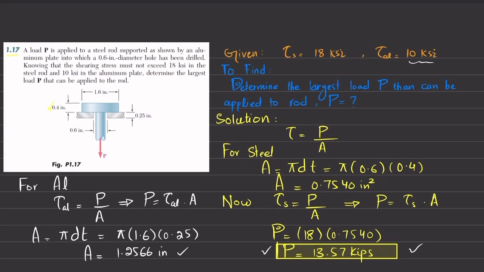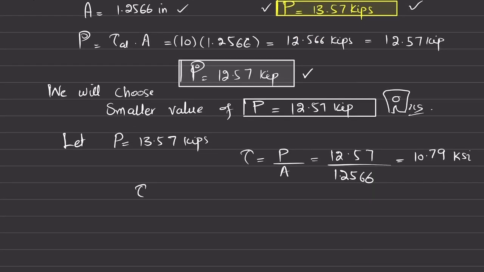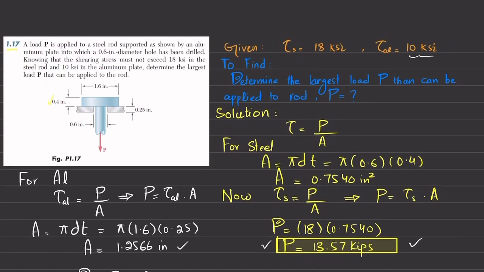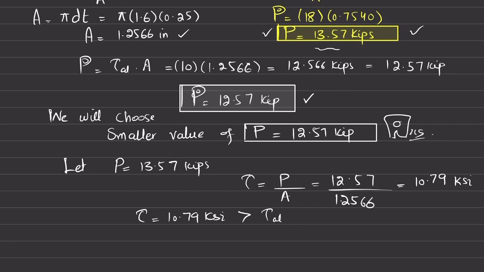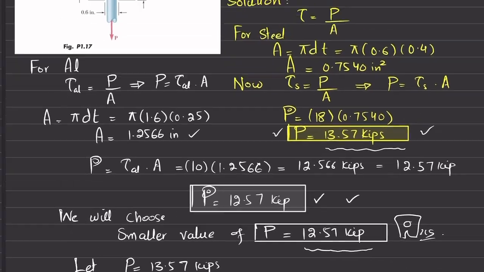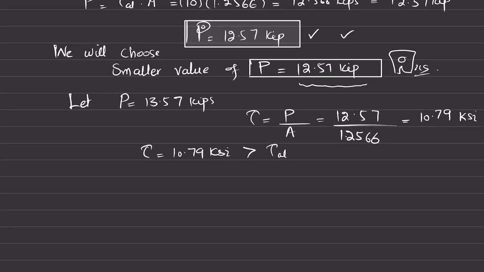ksi. Okay. If you look, 10.79 ksi shearing stress will develop in the aluminum, which is greater than the allowable shearing stress in aluminum, that is 10 ksi. So it means that due to this load it will fail. But using this smaller value of P, 12.57, it will satisfy aluminum as well as steel. So that's why we choose the smaller value of P, and this is our correct answer.